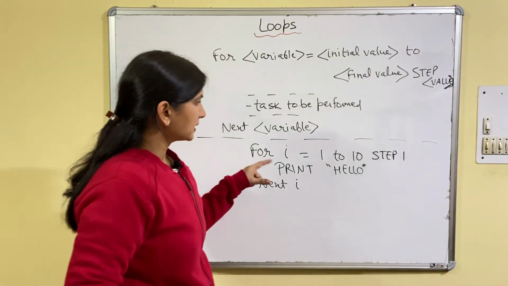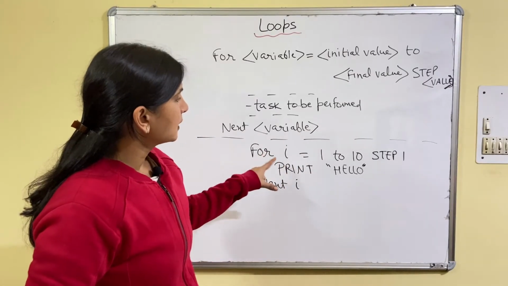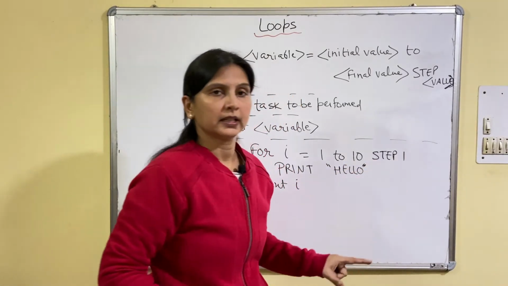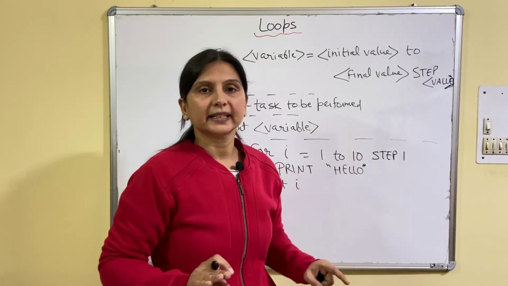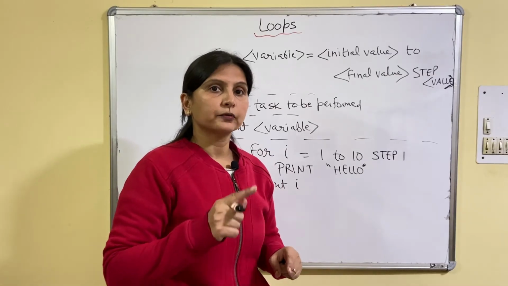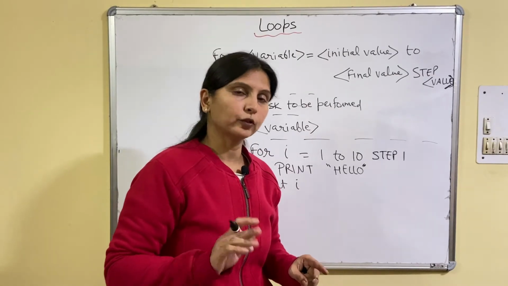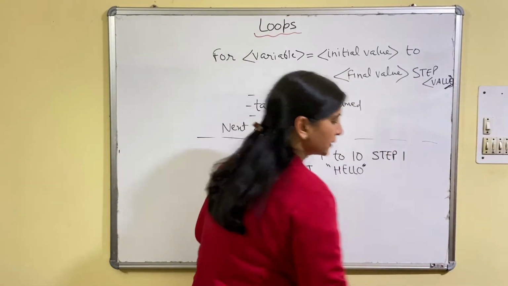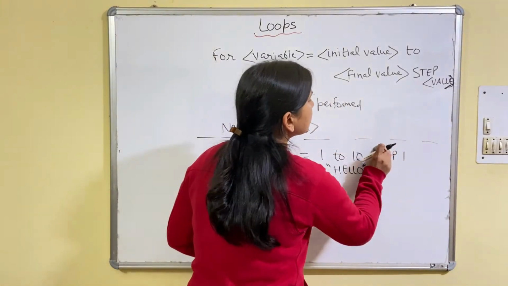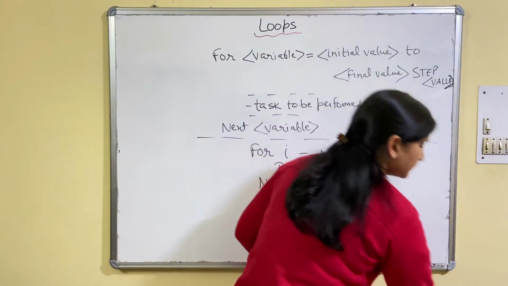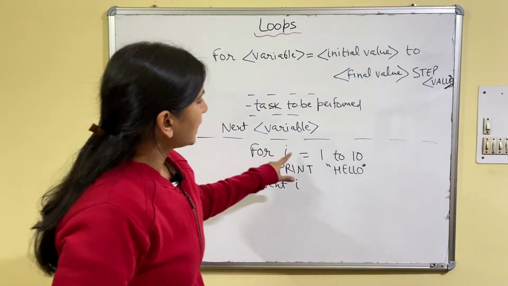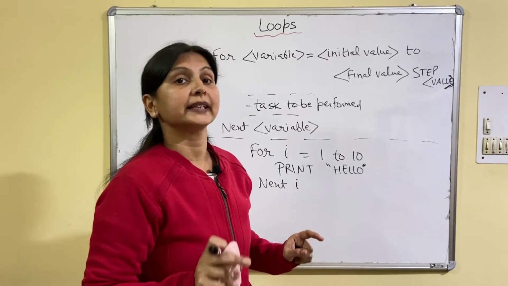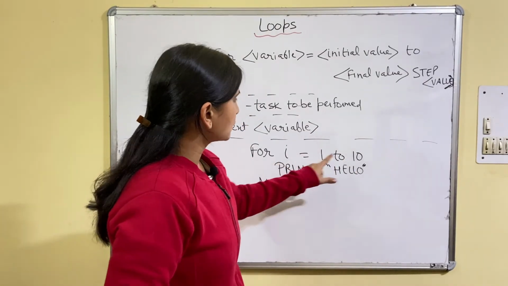So what is the way to write the for next loop? For I equals 1 to 10, step 1. Step 1 is not mandatory to write, because by default it is step 1. I'll explain what step 1 means. You can write only for I equals 1 to 10. If you have written step 1, that is also okay, but it is not mandatory. For I equals 1 to 10, print hello.